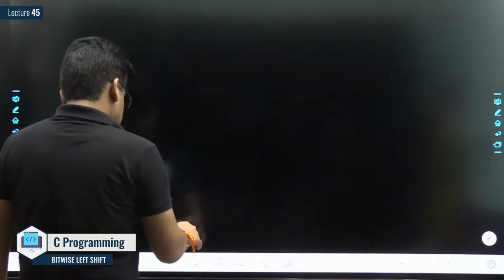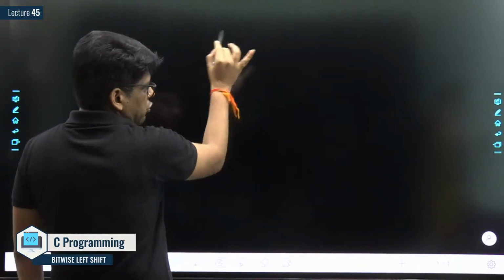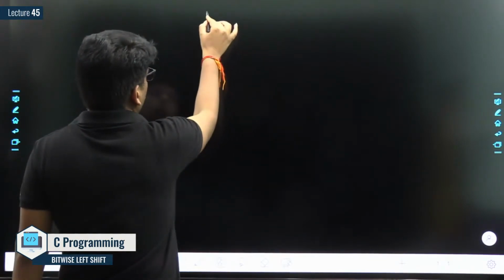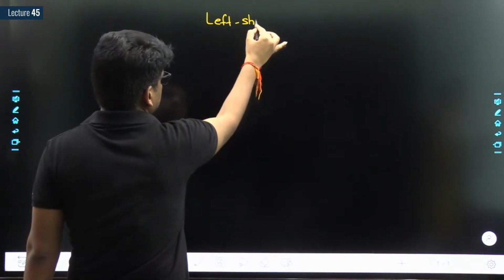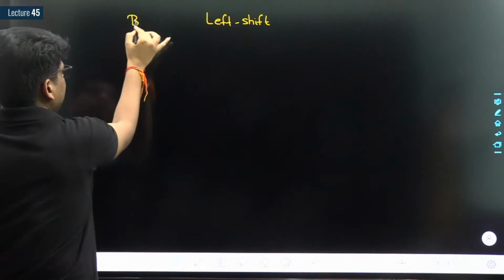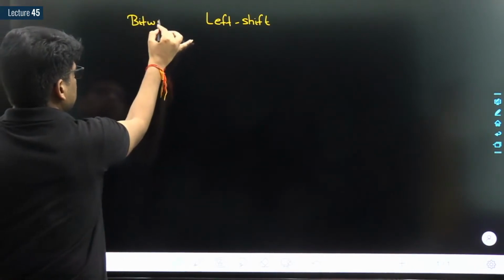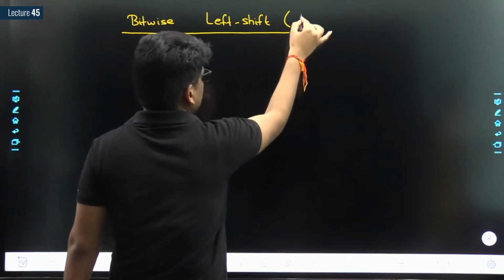So today we will discuss the left shift operator and the right shift operator. We have already discussed four bitwise operators. Now let me discuss the bitwise left shift operator. Sir, what is the sign?